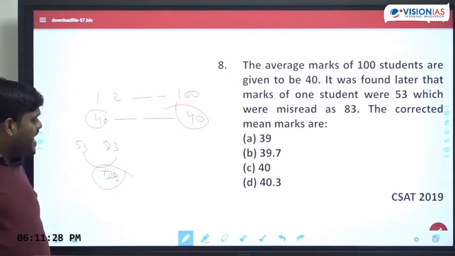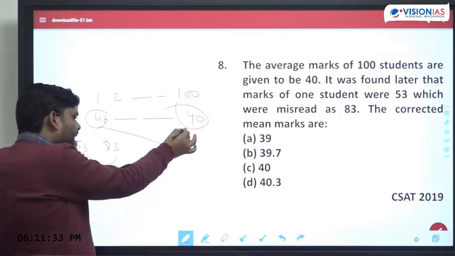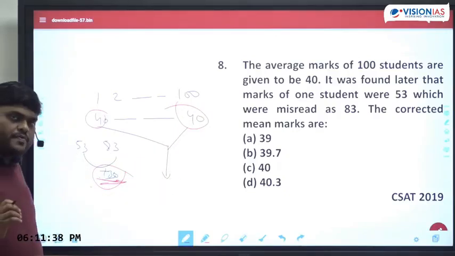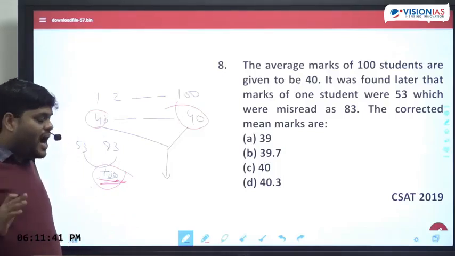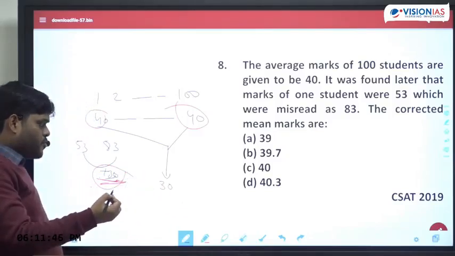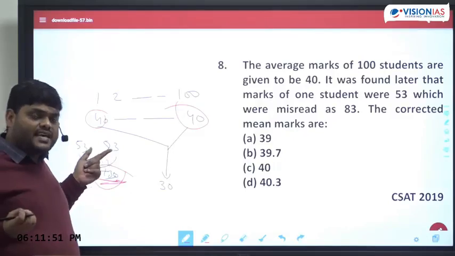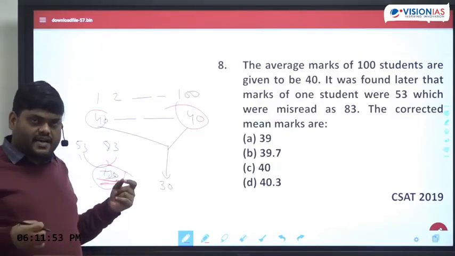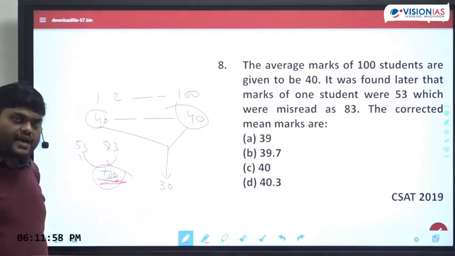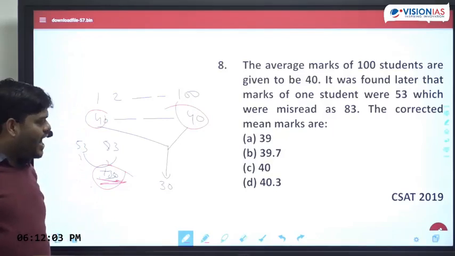Now what happened? If I remove this 30 marks, what will happen? We know the process. If anything is going out of the group, it will go equally. How much is going out of the group? 30 is going out of the group. Why? Because there was some mistake there. Are you getting my point or not?